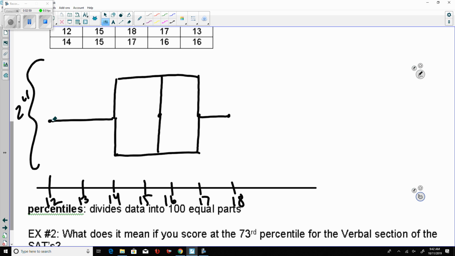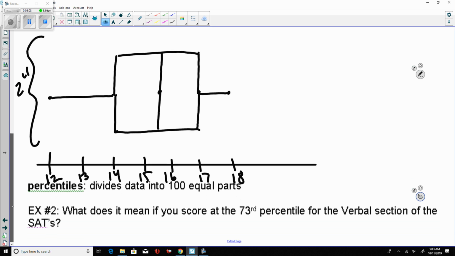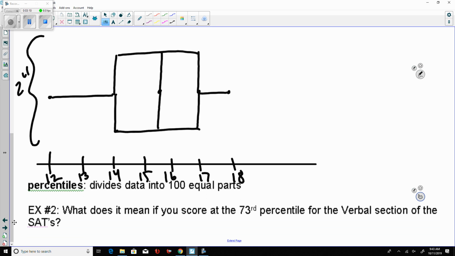Now, along this line goes with percentiles, because it's 100% of the data right here. So what they're asking in exercise 2 is, what does it mean if you score the 73rd percentile for the verbal section of the SAT? So this is very applicable to you guys. If you score at the 73rd percentile, what does that mean? You're trying to interpret your results to see how you did versus everyone who took it.